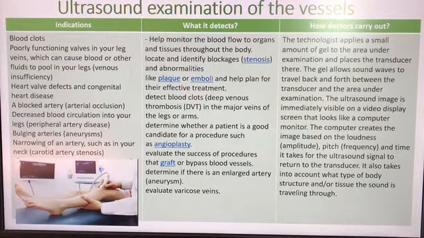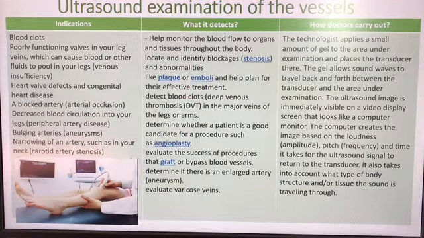In an ultrasound exam, a transducer both sends the sound waves and records the echoing waves. When the transducer is pressed against the skin, it sends small impulses of inaudible, high-frequency sound waves into the body. So, the technologist, or the doctor, applies a small amount of gel to the area under examination and places the transducer there. The gel will allow the sound waves to travel back and forth between the transducer and the area under examination.